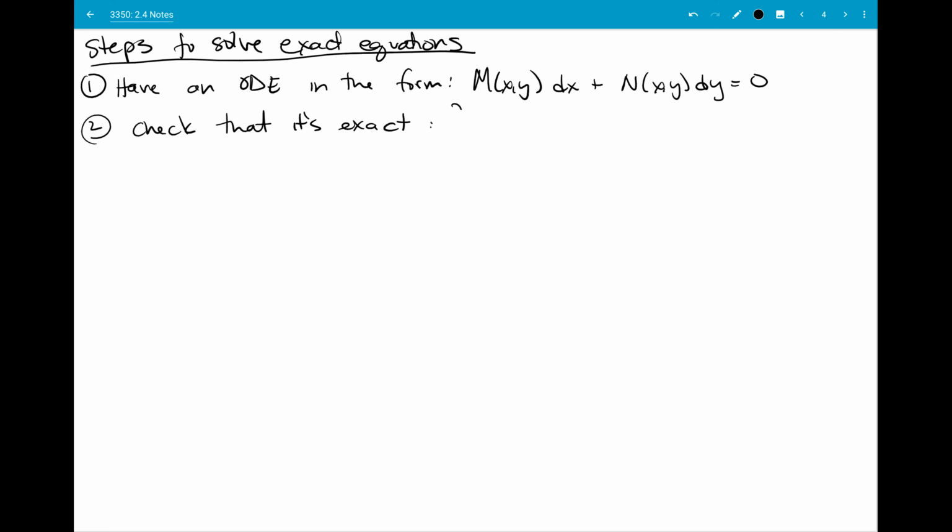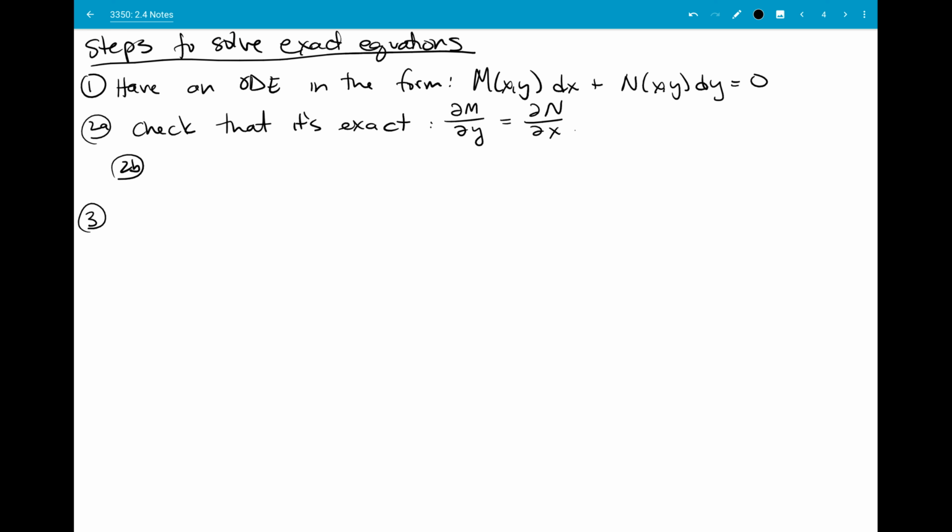That means you take the derivative of the thing attached to dx with respect to y, and you make sure it's the same as the derivative of the thing attached to dy with respect to x. You're checking that the mixed derivatives of that function f, we don't really know what it is yet, are the same. And there's going to be an extra step right here that we can take if it's not exact, but I'm going to leave that space blank until we get there. You just might want to make a little bit of room in your notes to have that as well.